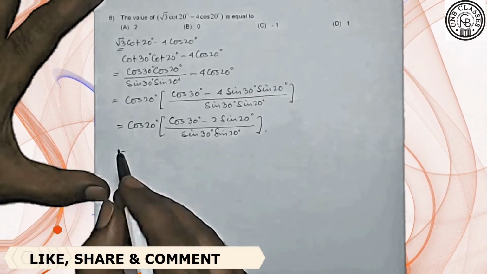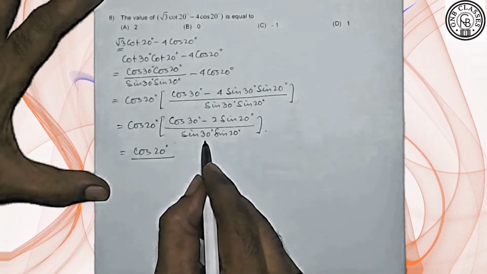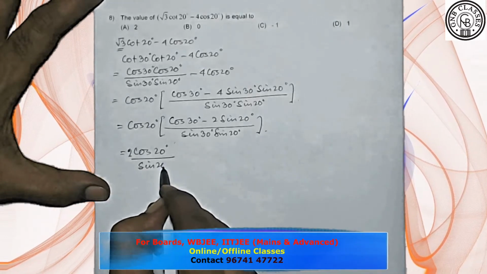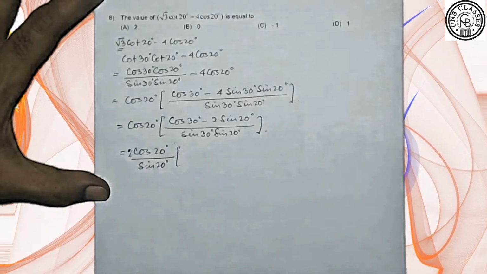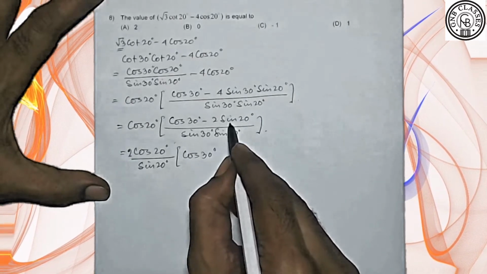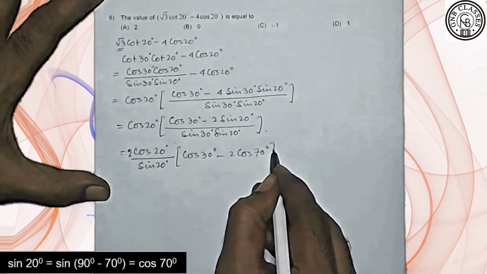So now, sine 30 degree value is half, so 2 will go up, and sine 20 degree, I'm writing it out, okay? So now in this case, we are left with cos 30 degree and sine 20 degree. Sine 20 degree can be written as cos 70 degree also.